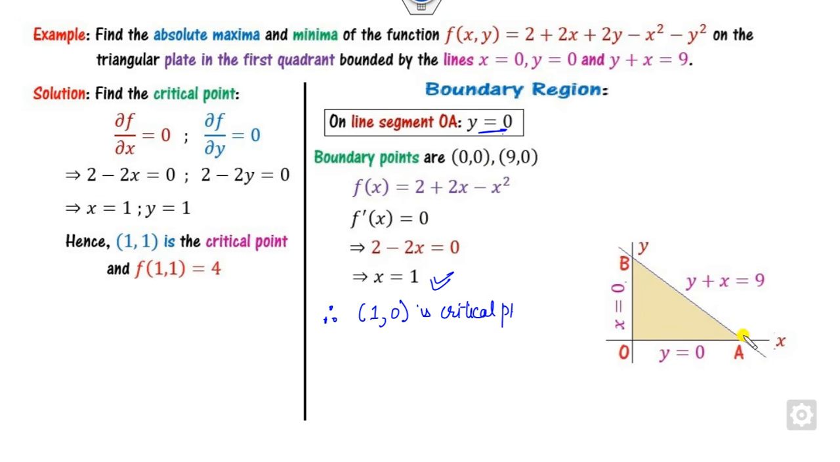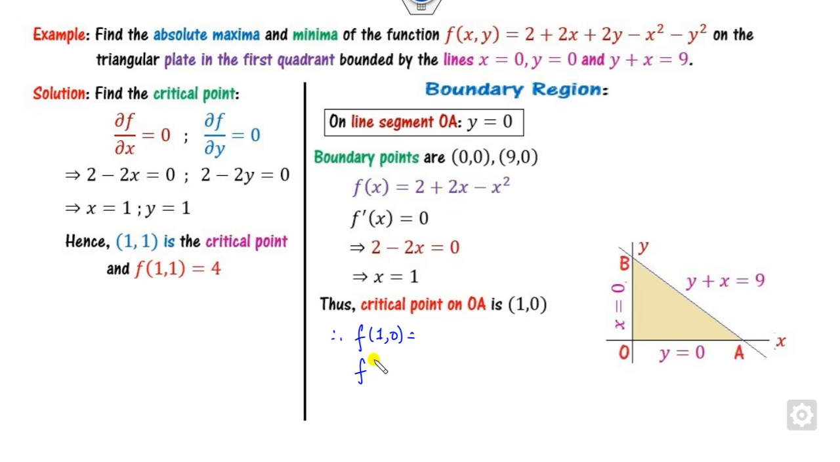Now check whether (1, 0) lies here. Yes, it lies, because this point is (9, 0). So since it lies in here, we can again find the critical value (1, 0). What are the boundary points? (0, 0), and the second boundary point is (9, 0).